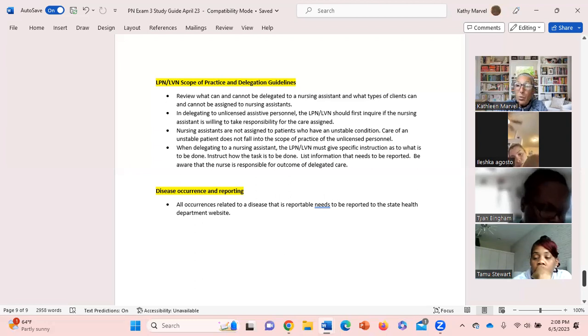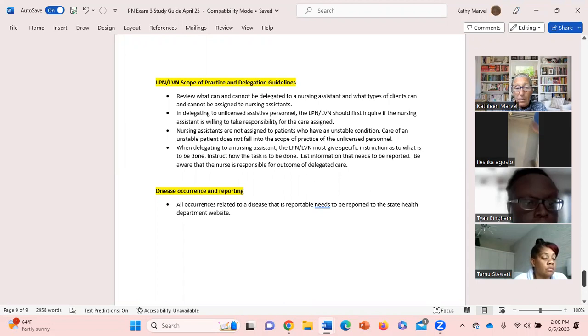Just like when I was in the schools as the RN, I was responsible for all of the health aides in the clinic who did bell-to-bell care. I had to train and delegate them. Right. And as Tyan said, nursing assistants are not assigned patients who have an unstable condition.